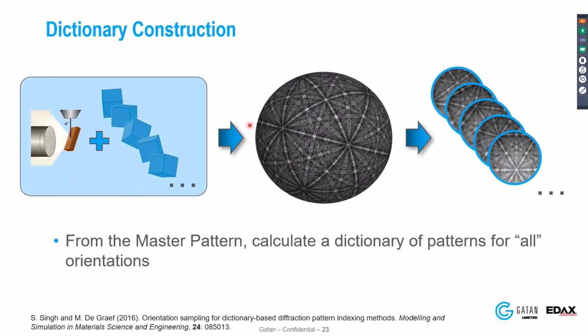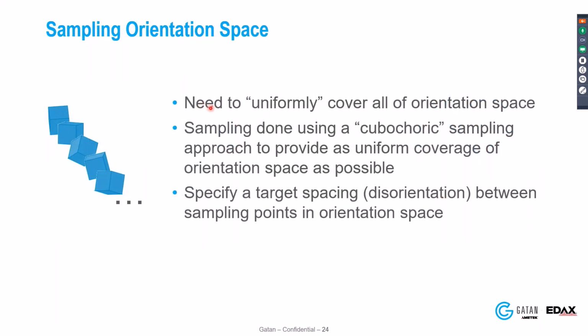And then we have our dictionary construction. What that means is we now have this master pattern. We now have to say, well, let's create one for all orientations. This is where there's a little bit of a subtlety of how to do this: we need to cover all of orientation space uniformly. And so this sampling is done with a cubochoric sampling. And everyone loves saying cubochoric, my favorite part of the presentation. It allows a uniform coverage of orientation space, or at least as best as possible.